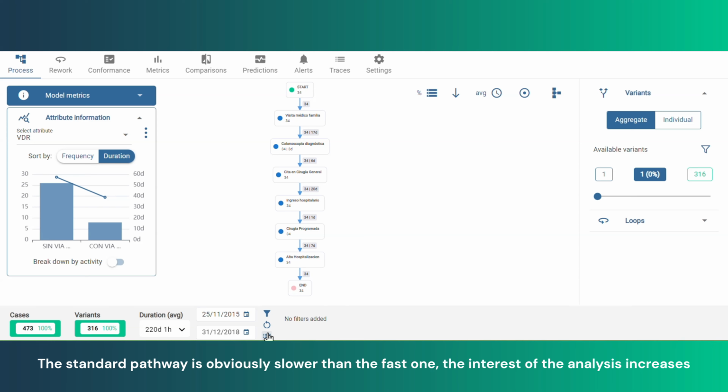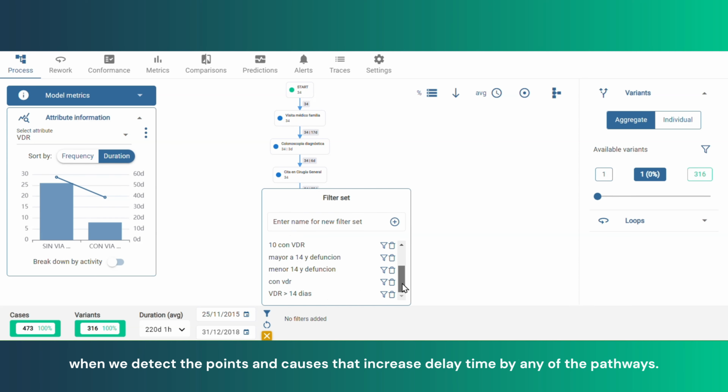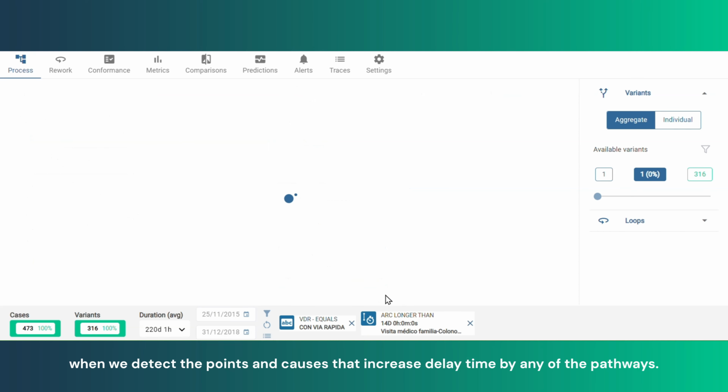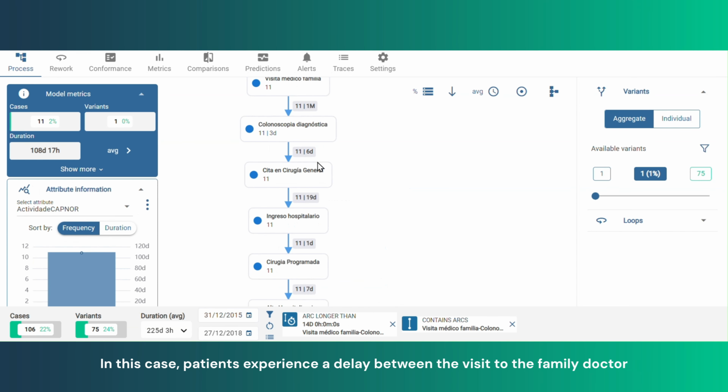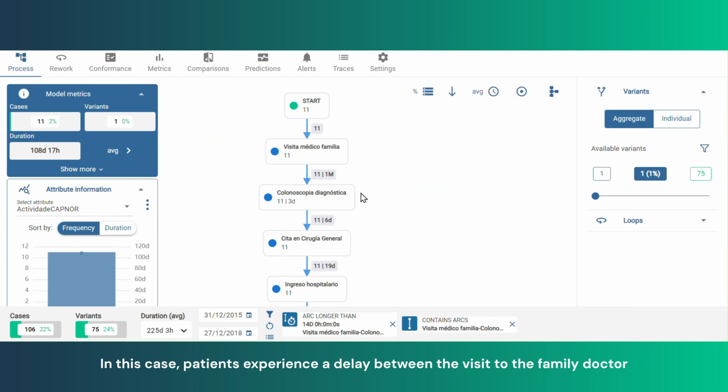The interest of the analysis increases when we detect the points and causes that increase delay time by any of the pathways. In this case, patients experience a delay between the visit to the family doctor and the first colonoscopy longer than the 14-day target in 97% of cases.